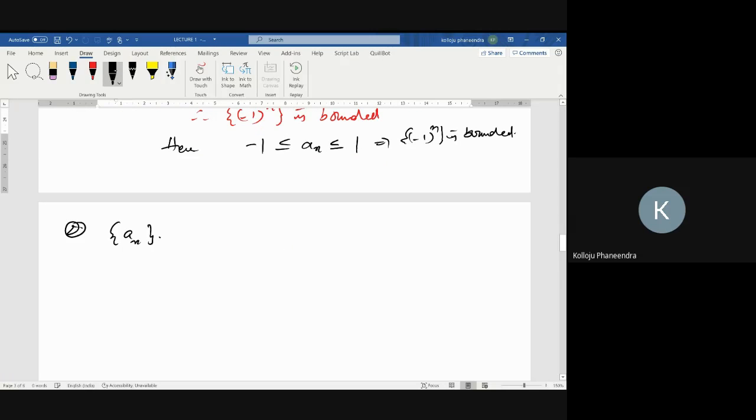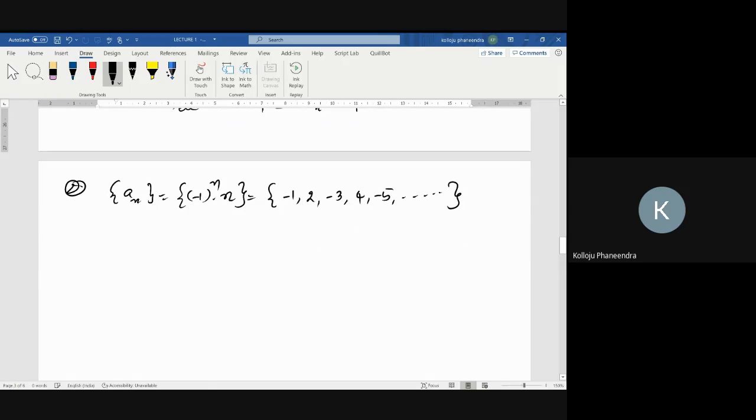a_n is equal to (-1)^n times n. So what are the values here? -1, +2, -3, 4, -5, and so on. Now tell me, take every value. Is it less than or equal to something or greater than or equal to something? Tell me, is it bounded above or bounded below or both?